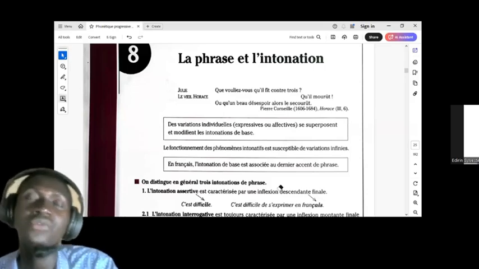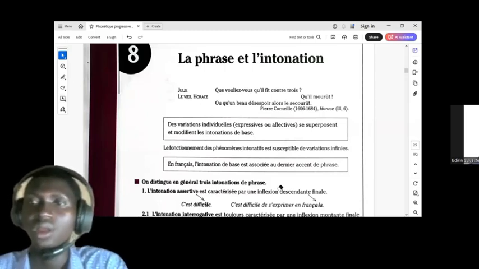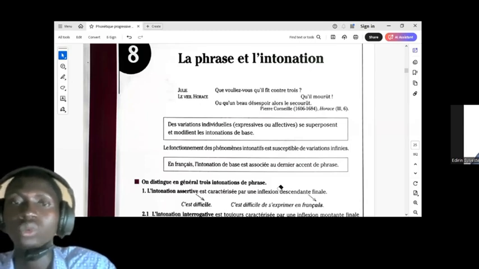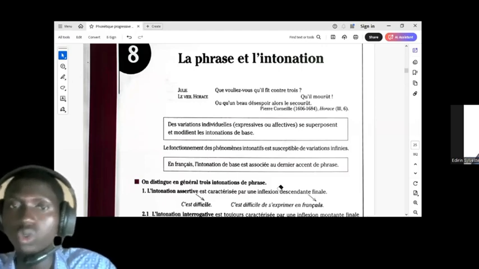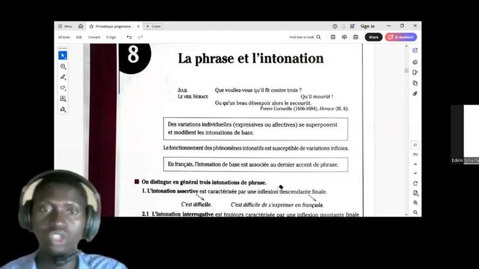If you are speaking in French, si vous parlez en français généralement, il y a ce qu'on appelle l'élèvement et la chute de la voix, la montante et la chute de la voix. Your voice goes up and down in speech. Now that action of up and down of your voice is called intonation.